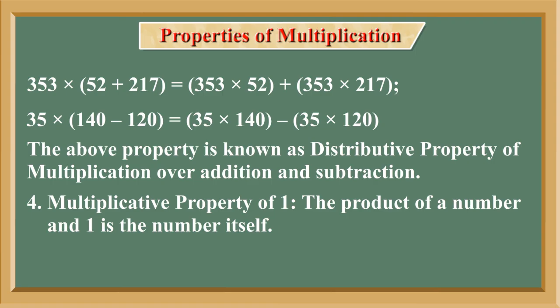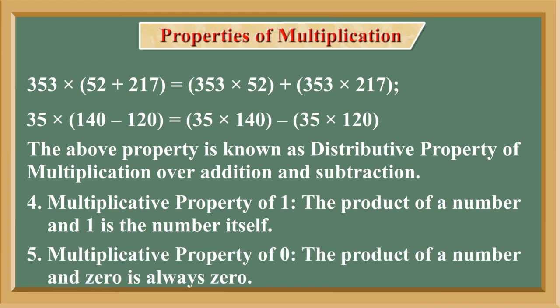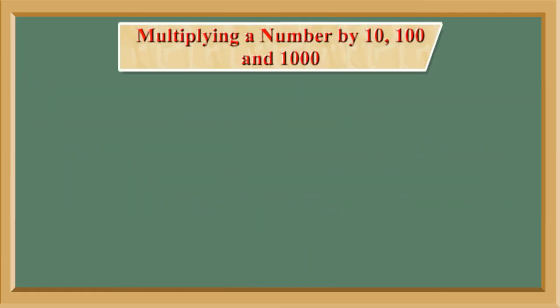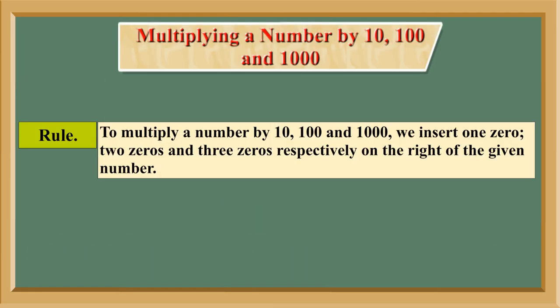4. Multiplicative property of 1. The product of a number and 1 is the number itself. 5. Multiplicative property of 0. The product of a number and 0 is always 0. Multiplying a number by 10, 100, 1000. Rule: to multiply a number by 10, 100, 1000, we insert 1 zero, 2 zeros and 3 zeros respectively on the right of the given number.